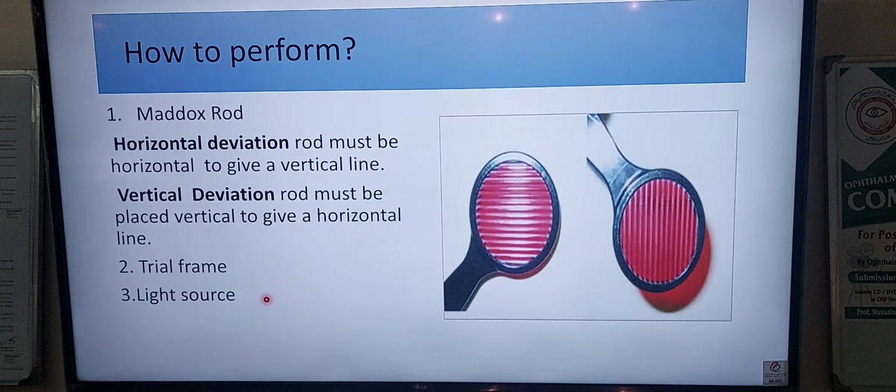Here's a test being performed. Can I get a volunteer from here to perform this test?